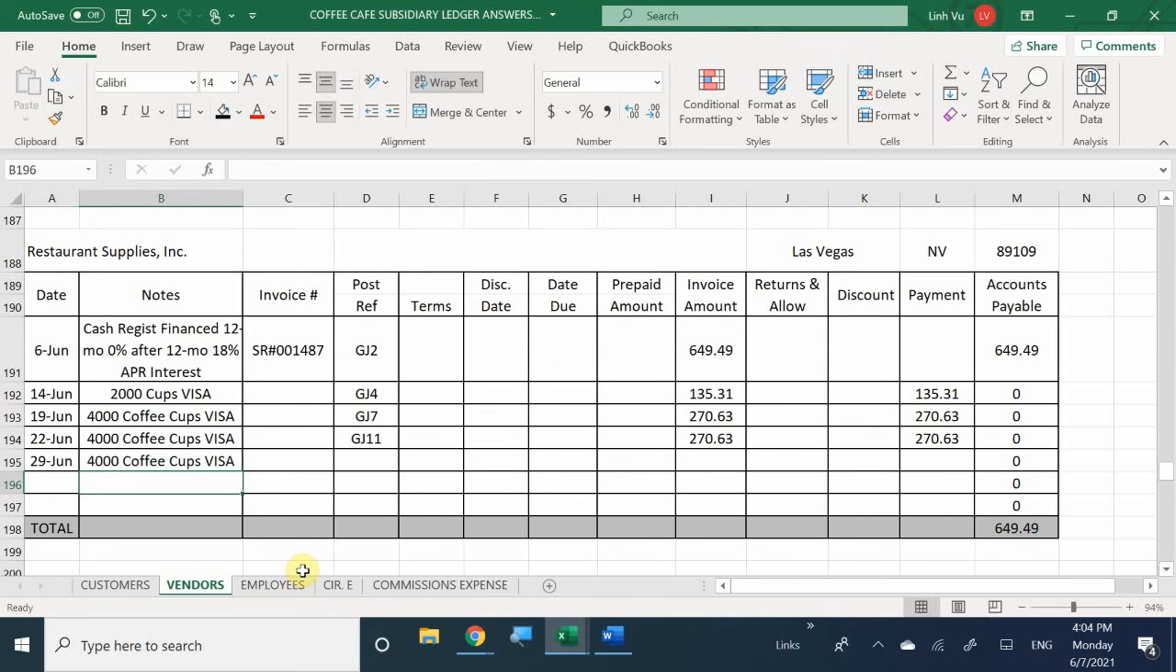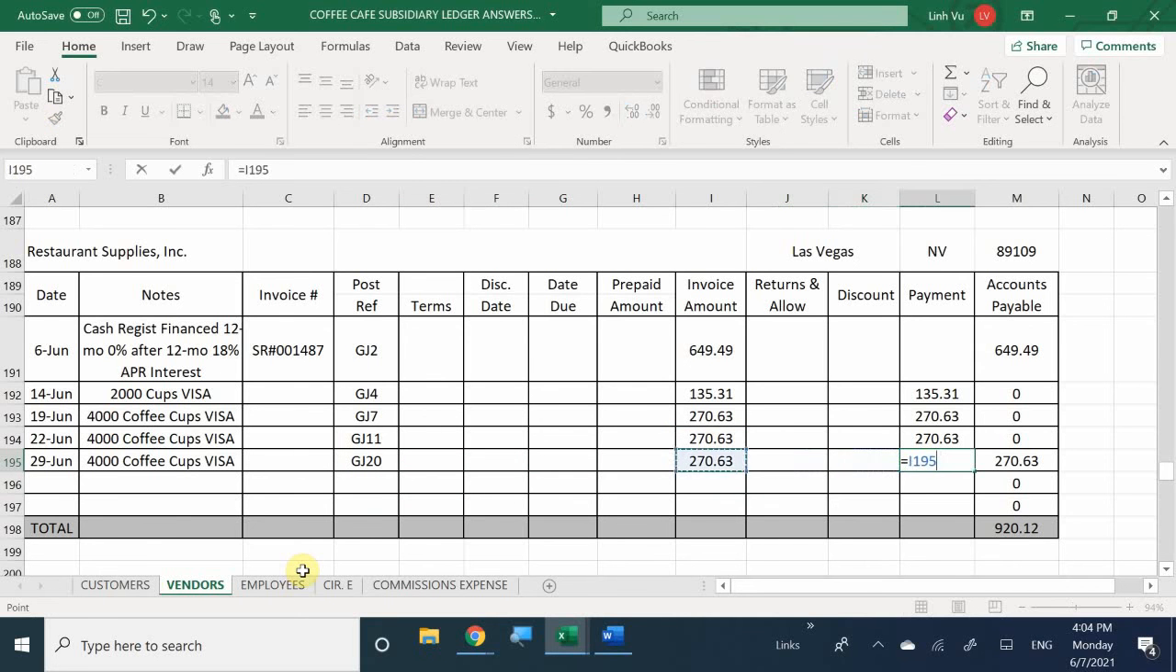2,000 medium and 2,000 large cups, Visa, GJ20. Got to move my page over here. Invoice amount 270.63, payment 270.63. It should still show the balance of 649.49. Good. Right.